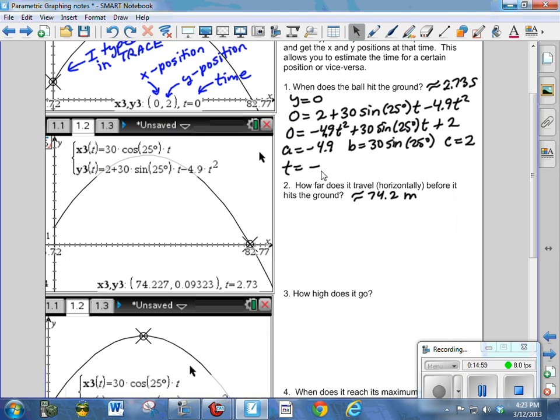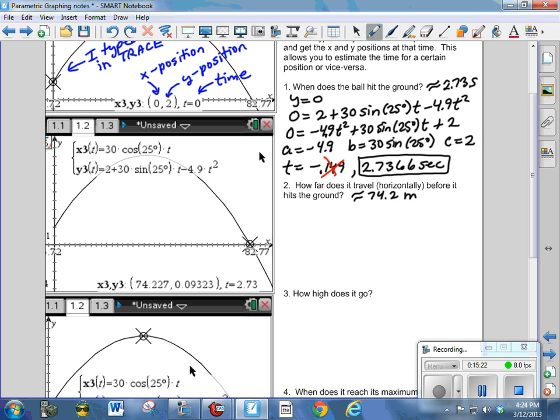Negative 0.149 and 2.7366. So this is not the one I want, but this would be the correct answer. Now, could you get a pretty good approximation by tracing? Yes. Do I want you to know how to do it algebraically? Yes. So make sure that you can do this both ways.